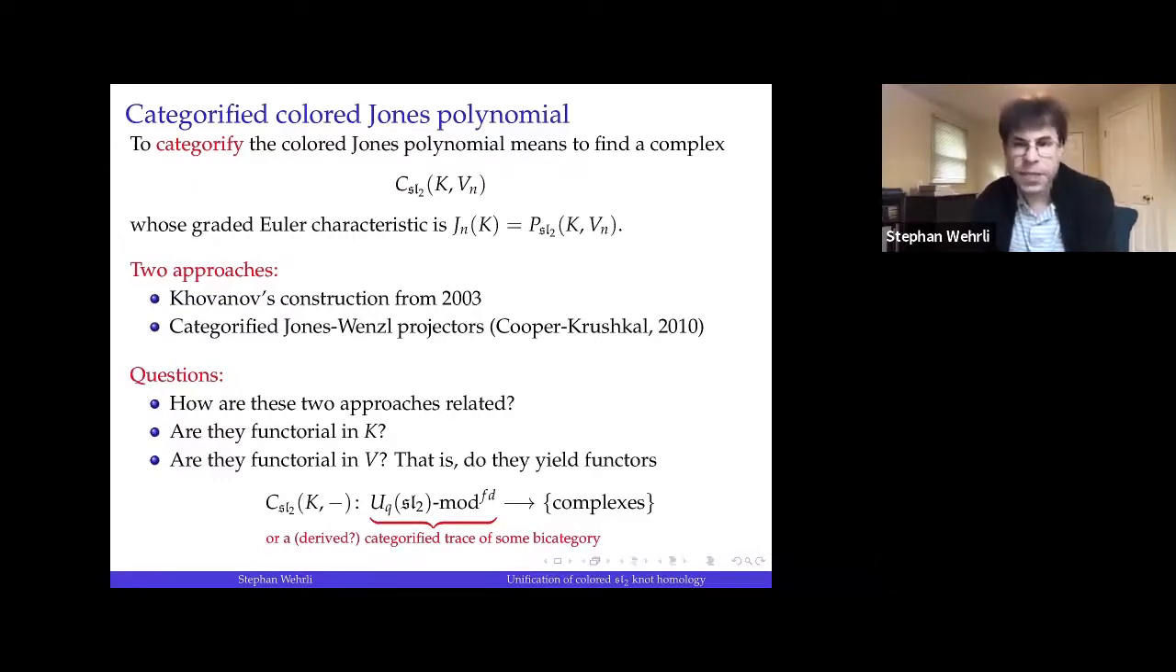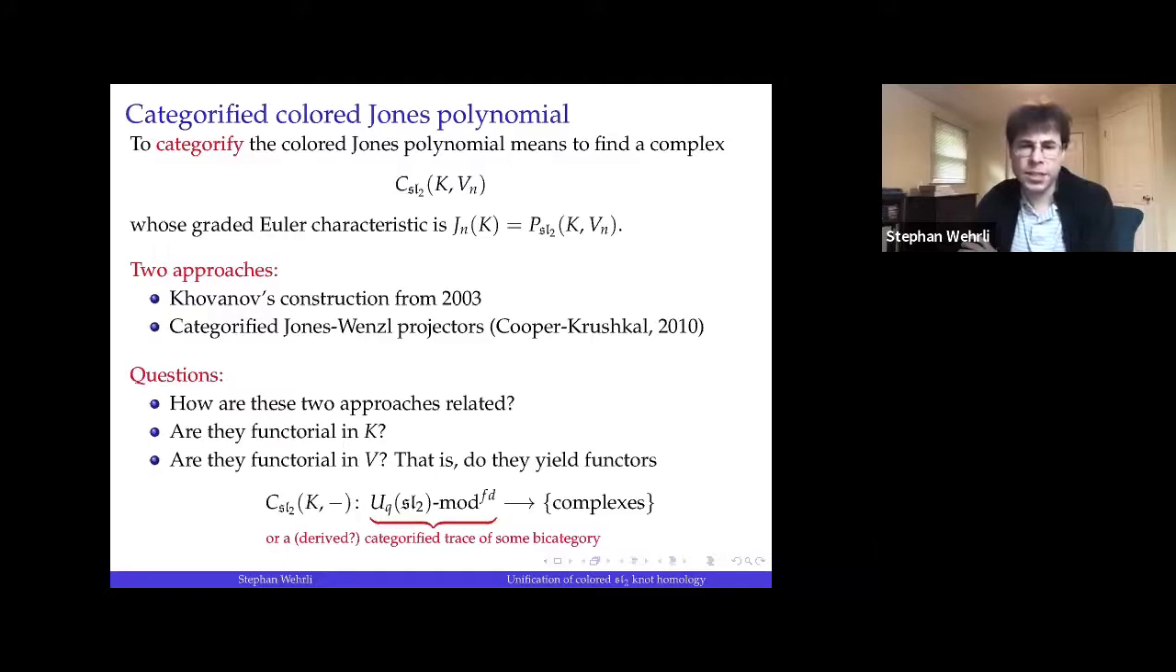And there are some obvious questions. The first question is, well, how are these two constructions related? And the answer is not so obvious because they're actually different. So even for the unknot, for the zero-framed unknot, they yield different results. Kavanagh's construction is always finite dimensional, whereas the zero-framed unknot has an infinite dimensional Cooper-Kruskal homology. So the question is, how are they related? Another question would be, are they functorial in the knot?